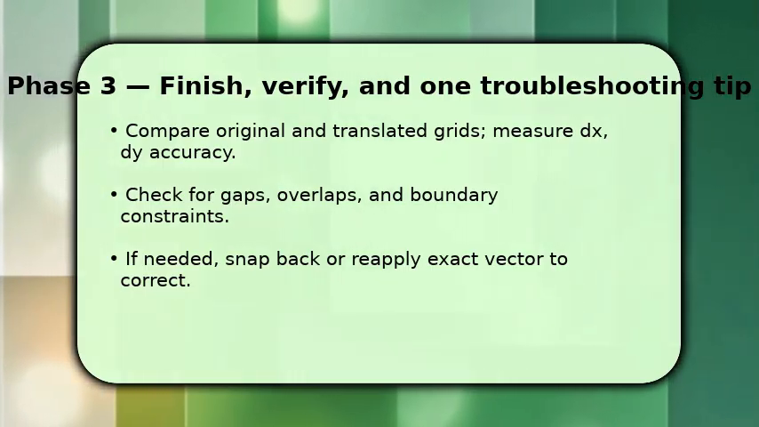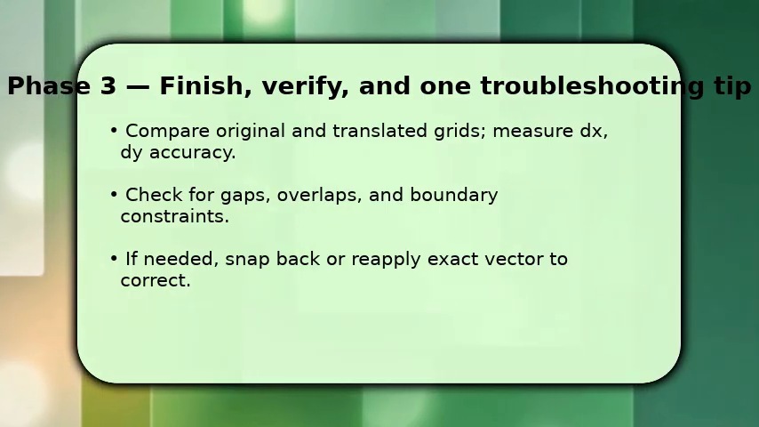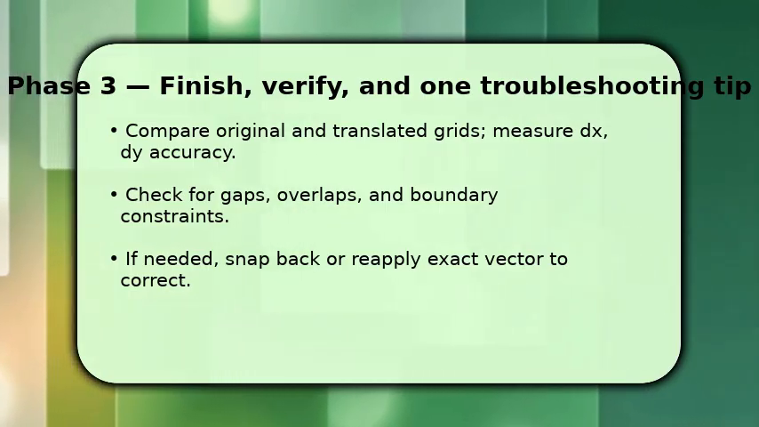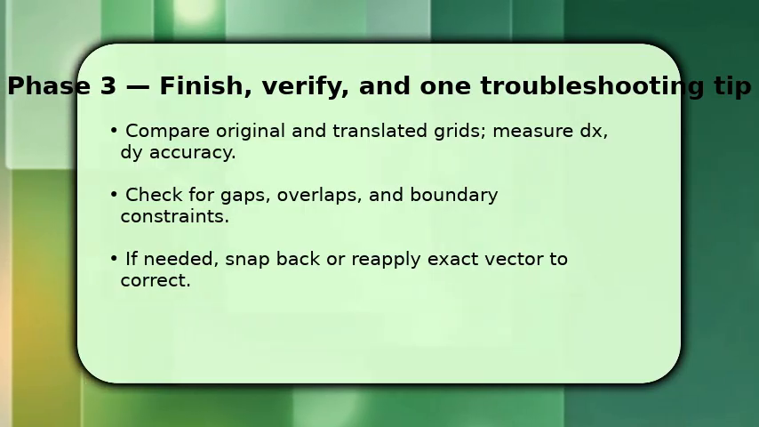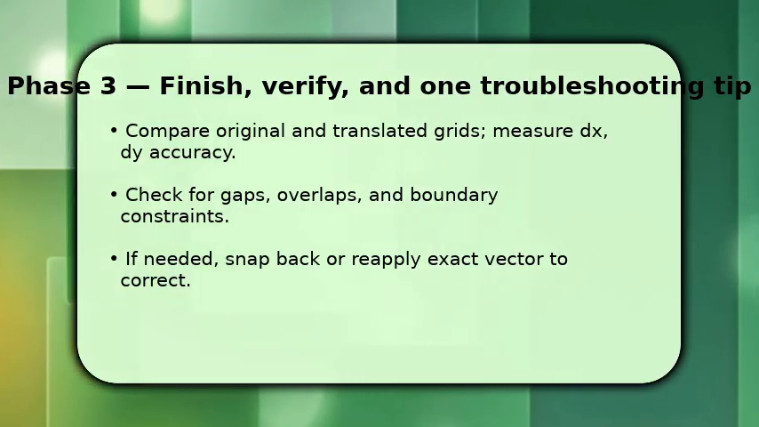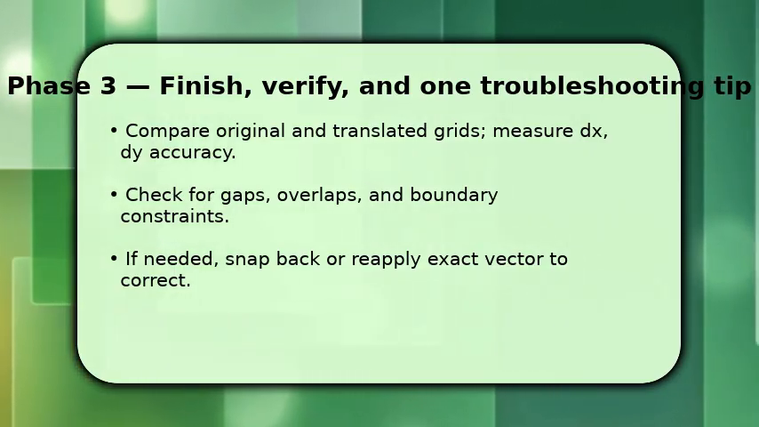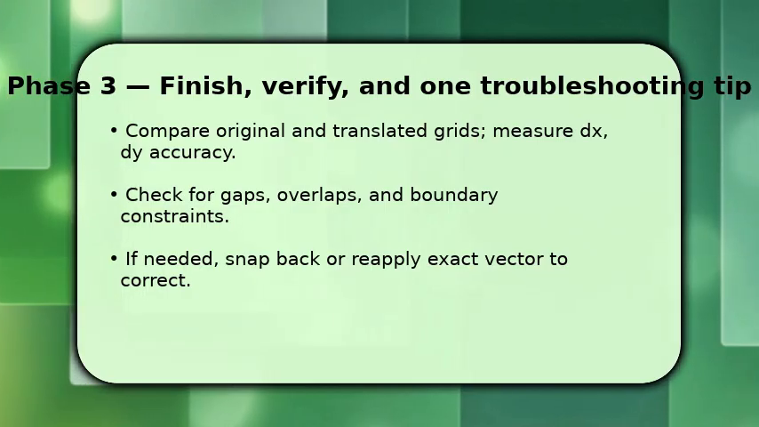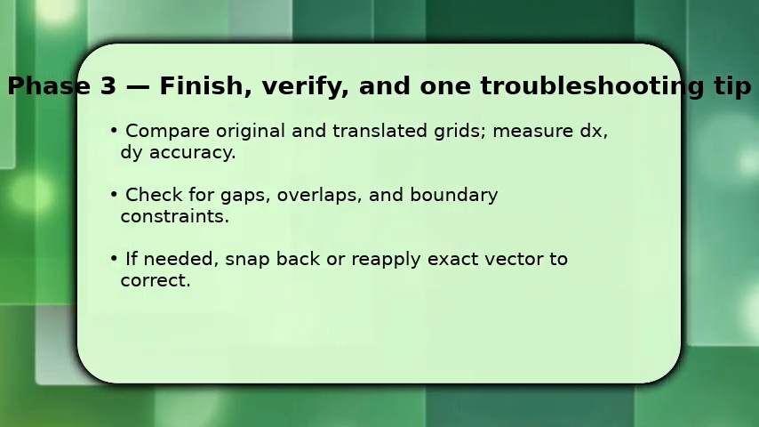You do this because small rounding or snapping can introduce shifts. Then inspect seams, boundaries, and intersections to confirm no gaps or overlaps appeared, especially in tiled patterns. If something's off, undo and reapply the exact vector or use precise numeric input to resnap points.